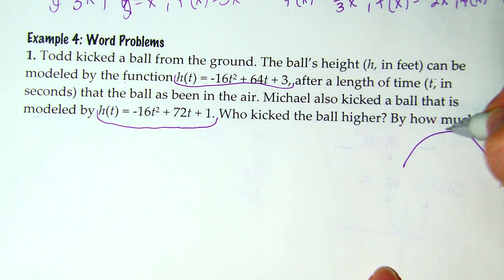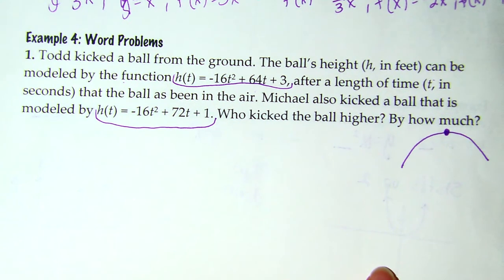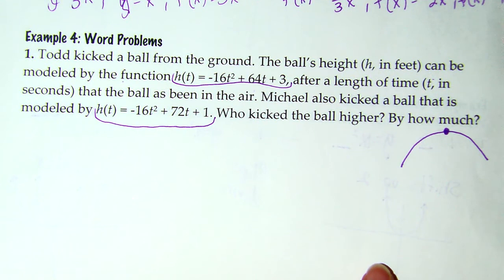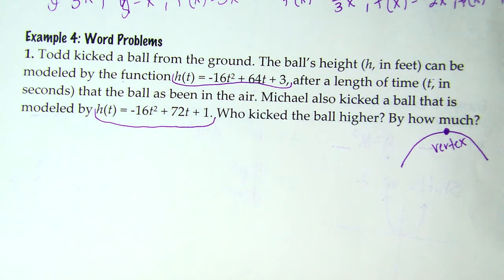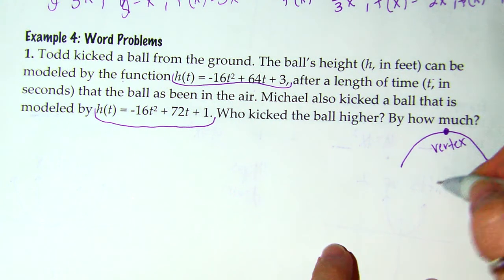What's this point called? Did someone say it? No. Vertex. Right? That shows the height, because that's the highest point of the path. Anybody remember a formula from yesterday that would help you find the vertex? Yep. So you're going to need to write this down probably.